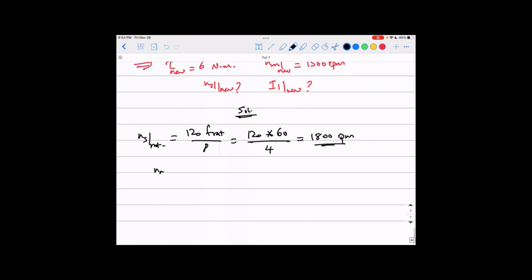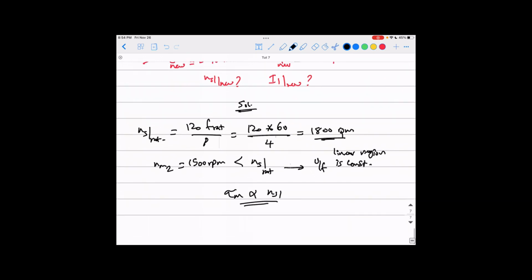Now let's look at the new mechanical speed given. It is 1500 RPMs, which is less than the rated synchronous speed. That means we are working at V over F constant, the linear region. So V over F is constant and the torque is directly related to the slip speed. That's the information you know once you know which zone you're working at.